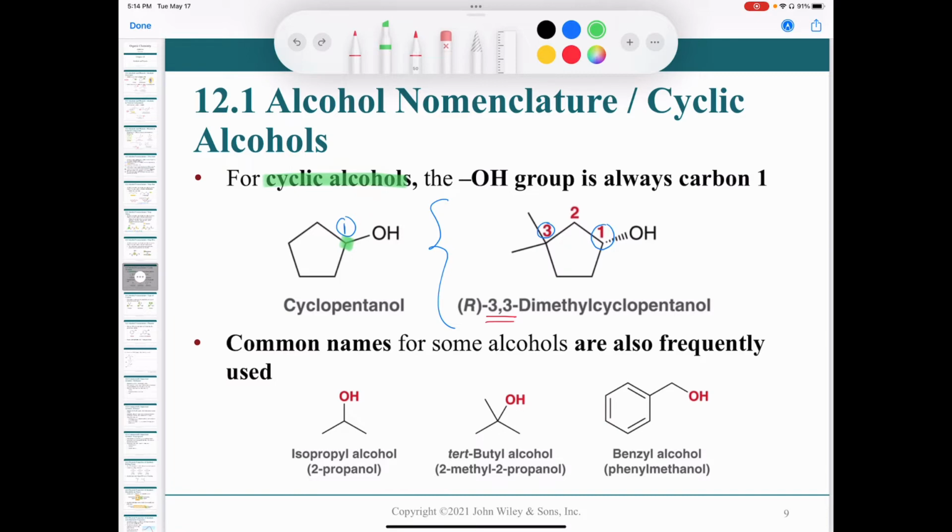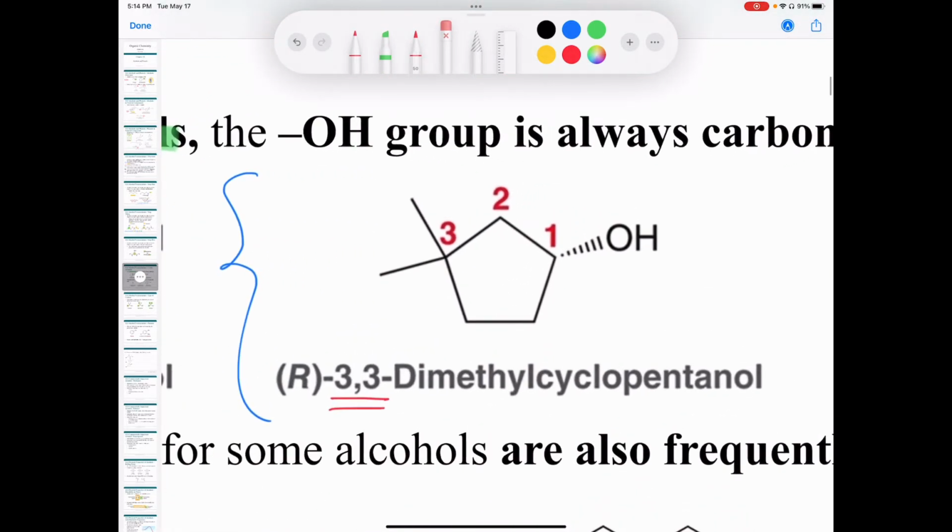That goes all the way back to Chapter 5 in Organic Chemistry 1. Just a quick review here, if we take a look at this molecule, you can see that we have a hydrogen that's sticking out. That's the lowest priority group. We have the hydroxyl, which is the highest priority.